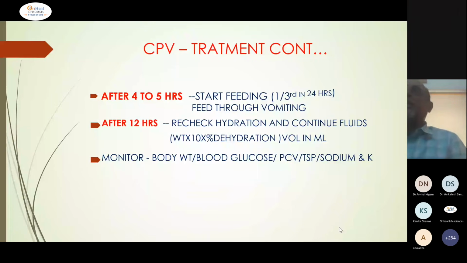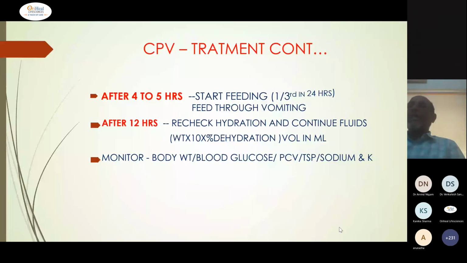After 4 to 5 hours, start feeding. Usually we have been told not to feed parvoviral gastroenteritis cases. Start feeding even if there is vomiting. Start feeding through the vomiting, but give small quantities. Calculate the total requirement, of which 1/3 you give in 24 hours. Every 2 hours, give small quantities, even if the animal is vomiting.